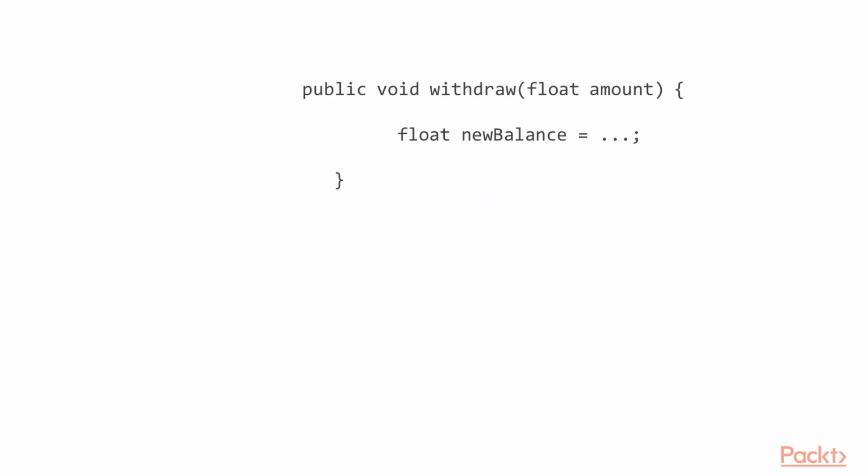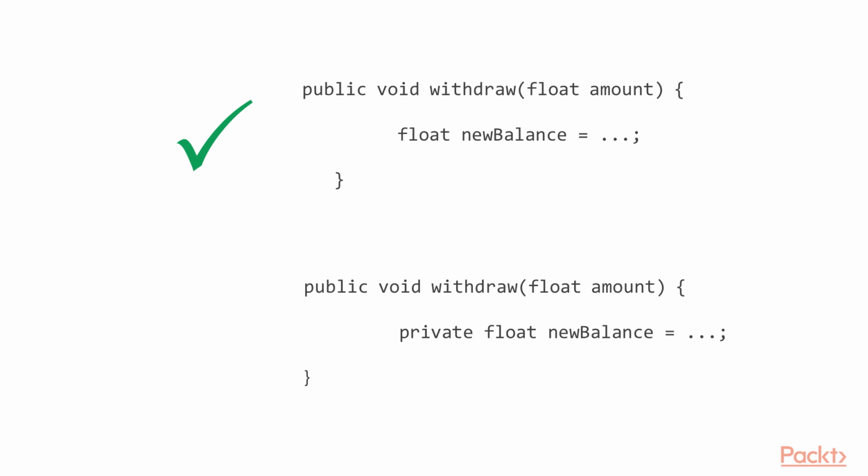When declaring a local variable, no access modifier is required. Local variables are declared within methods and code blocks. We discuss local variables in more detail in the next video. But for now, let's look at an example. In this code snippet, a local variable is correctly declared without an access modifier. However, in the following code snippet, the local variable is incorrectly declared with an access modifier. This code will fail to compile.